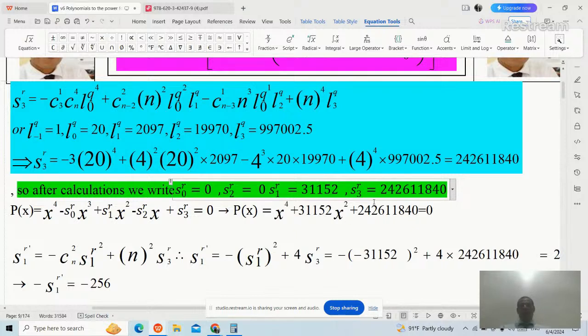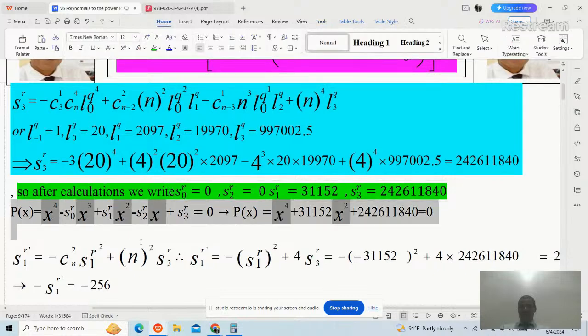242,611,840. Now I will write my new polynomial like that: x4 minus S0 for the x3 plus S1 for the x second minus S2 for the x plus S3 equals 0. Therefore, we can note that S0 and S2 are 0. Therefore, we'll just write the polynomial P of X equal, okay, like that.